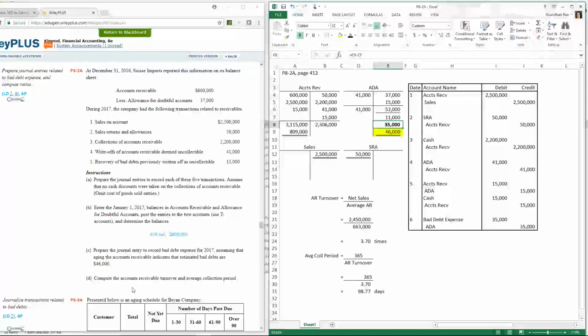The next part I've already showed you. We've been asked to calculate the accounts receivable turnover and average collection period. The formula for accounts receivable turnover is fairly straightforward: net sales divided by average accounts receivable. The net sales is sales minus sales returns and allowances, and if we had discounts, it'll be minus discounts. So that number is $2,450,000. Average receivable is basically beginning plus ending divided by 2.